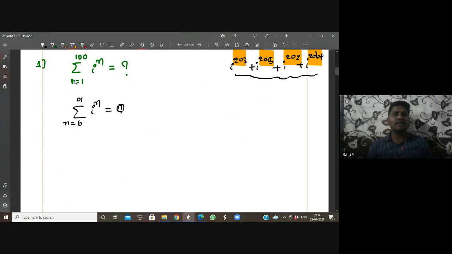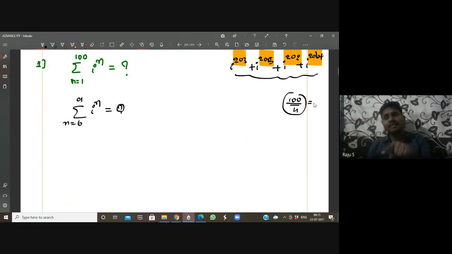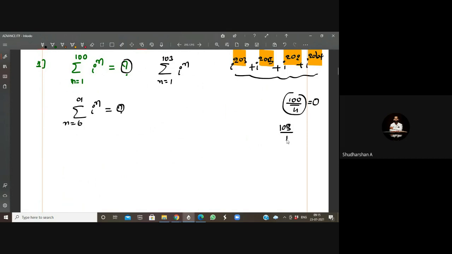So nothing but summation 1 to 100. 1 to 100 means total 100 terms are there. Is 100 divisible by 4 or not? Yes, sir. Divisible by 4, the remainder becomes 0, so this value is also 0. But in case I ask n equals 1 to 103 of iota power n, then when I divide 103 by 4, we get remainder 3.